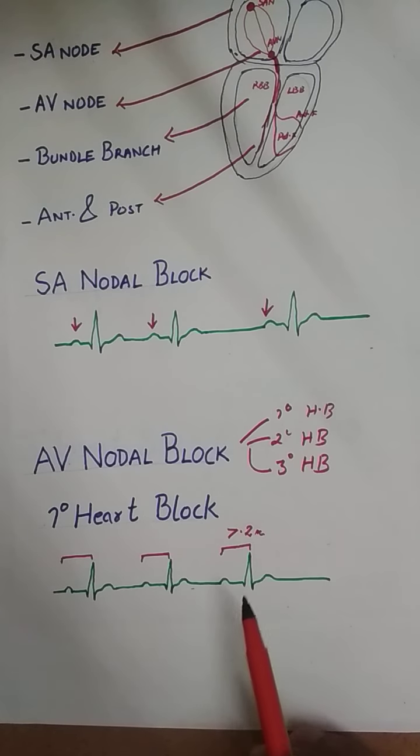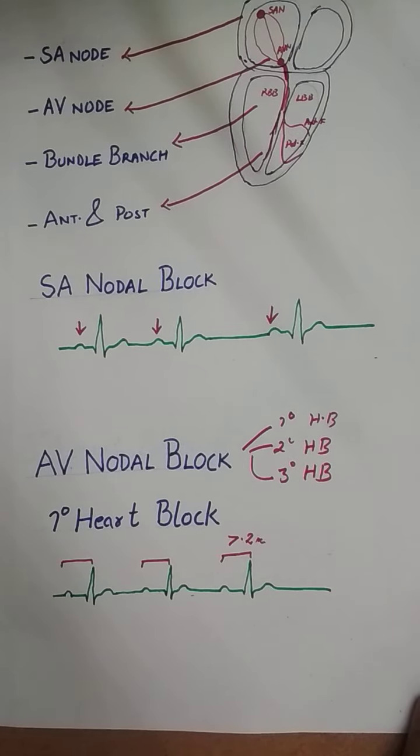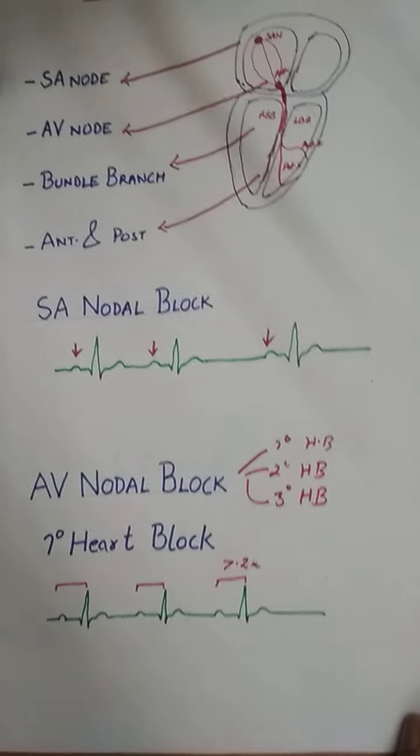So first degree heart block is of not much importance in itself, but it signifies some electrolyte disturbance, digoxin toxicity, or rheumatic carditis, and is one of the minor criteria for diagnosing rheumatic fever according to the modified Jones criteria. So this is all about first degree heart block.